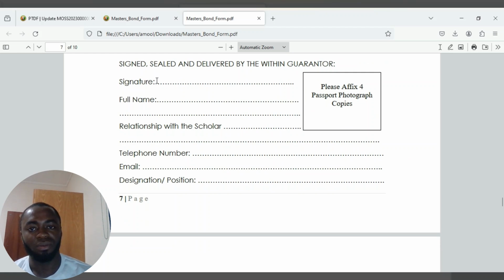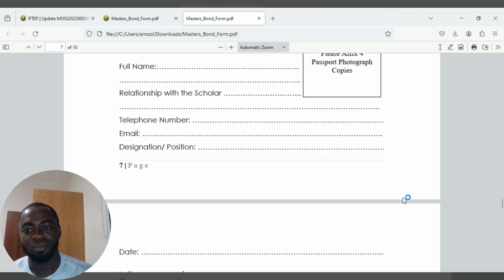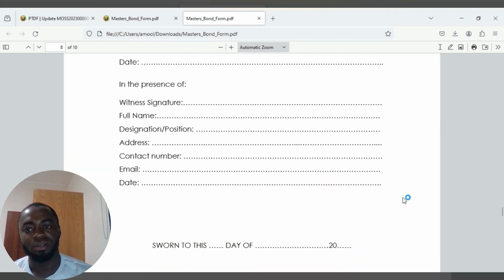Remember, I've already given you from the onset the eligibility for those who are supposed to serve as your guarantors. So the signature of the person comes here, the person's full name, relationship of the person with you, the scholar, telephone number of the person, the email, designation or position, and then this is where you get to attach the passport photograph copies of the person. You can just attach one or two, as the case may be, to comply, then the date.